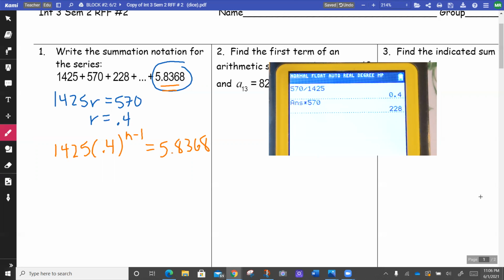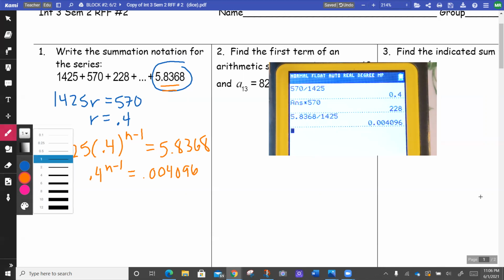And so I am going to divide both sides by the 1425. So let me take 5.8368 divided by 1425. And I end up getting 0.004096. I am going to rewrite this in logarithmic form.